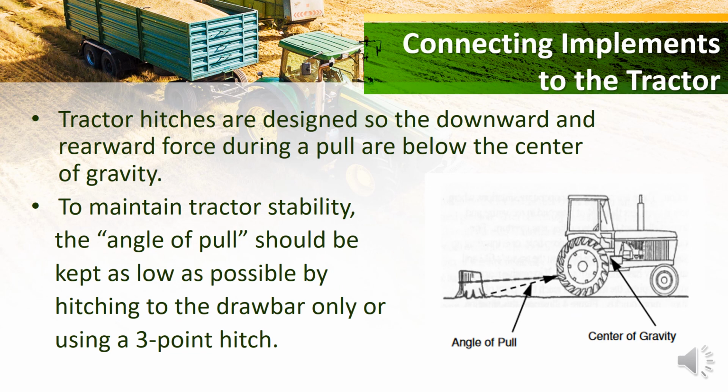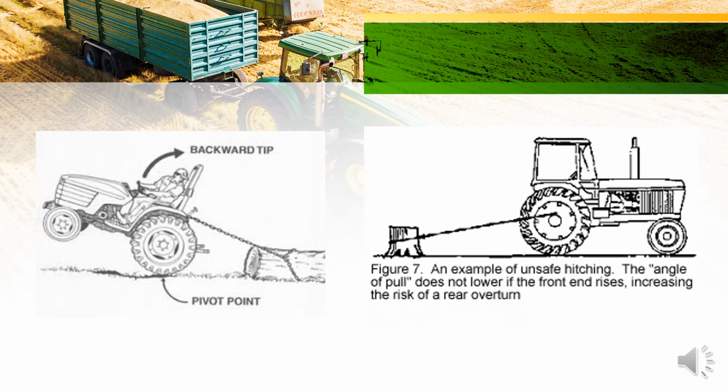Let's talk about implements. Tractor hitches are designed so that the downward and rearward force during a pull are below the center of gravity. You need to maintain tractor stability, so your angle of pull should be kept as low as possible by hitching to the drawbar only or a 3-point. If you are hitched incorrectly, your angle of pull does not lower if the front end rises, and that increases the risk of overturn.